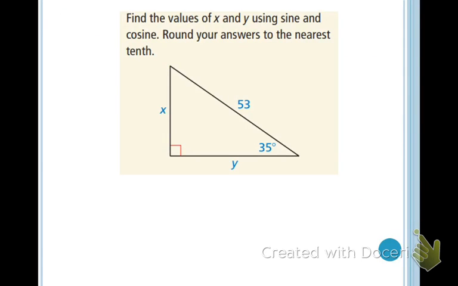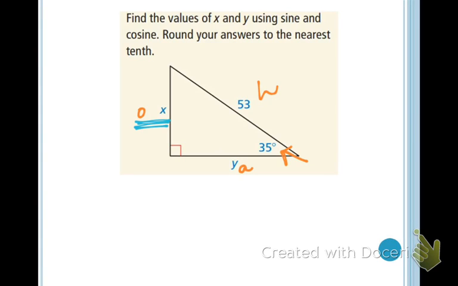We got 2 more. Doing the similar thing here. Find the values of x and y using sine and cosine. Again, the difference between today and tomorrow is I'm not going to tell you which trig function to use. You're just going to have to figure it out. So with 35 degrees, we're going to label all of our sides: opposite, adjacent, and hypotenuse. Which letter would we like to solve for first? X. Sure.